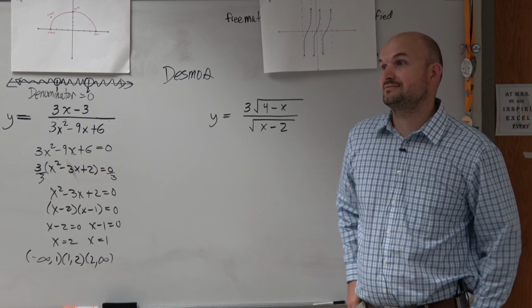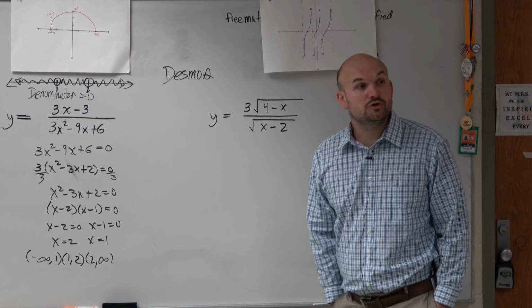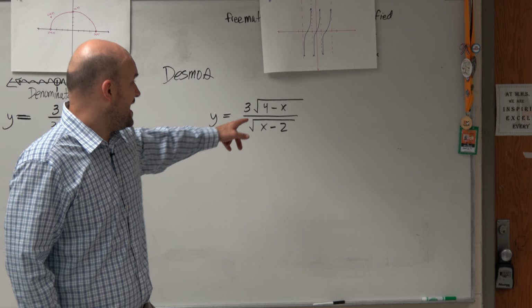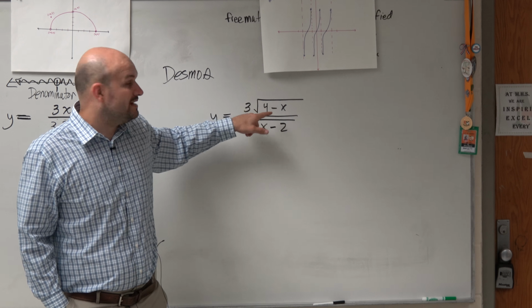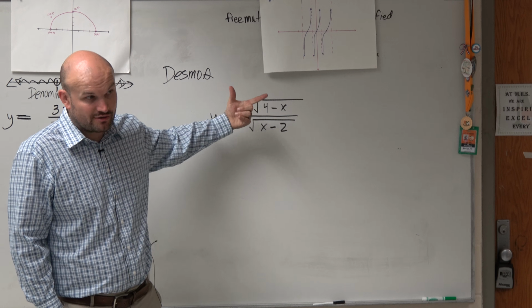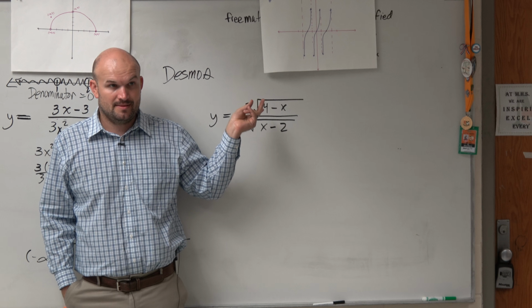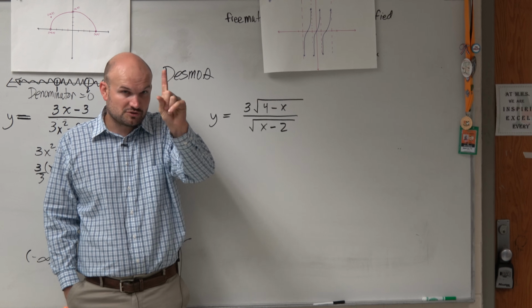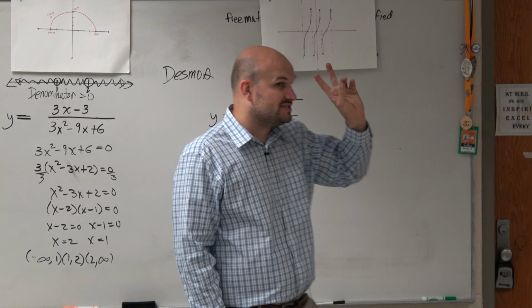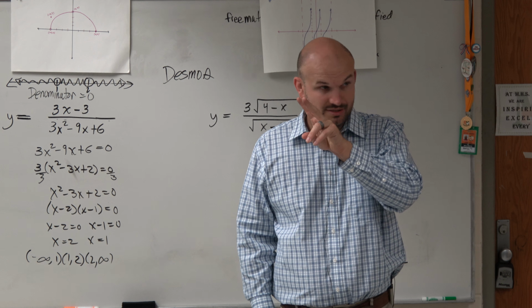It's a good one. On this example, we actually have three restrictions. We have a radical in the numerator, right? So now our numerator is not a continuous function, but it has a restriction, right? So we have to take into account this restriction. Would you guys agree? OK, we have to take the restriction of the first radical. Then we have a radical in the denominator. So now we have to take into account that restriction. Yes? So that's two restrictions.